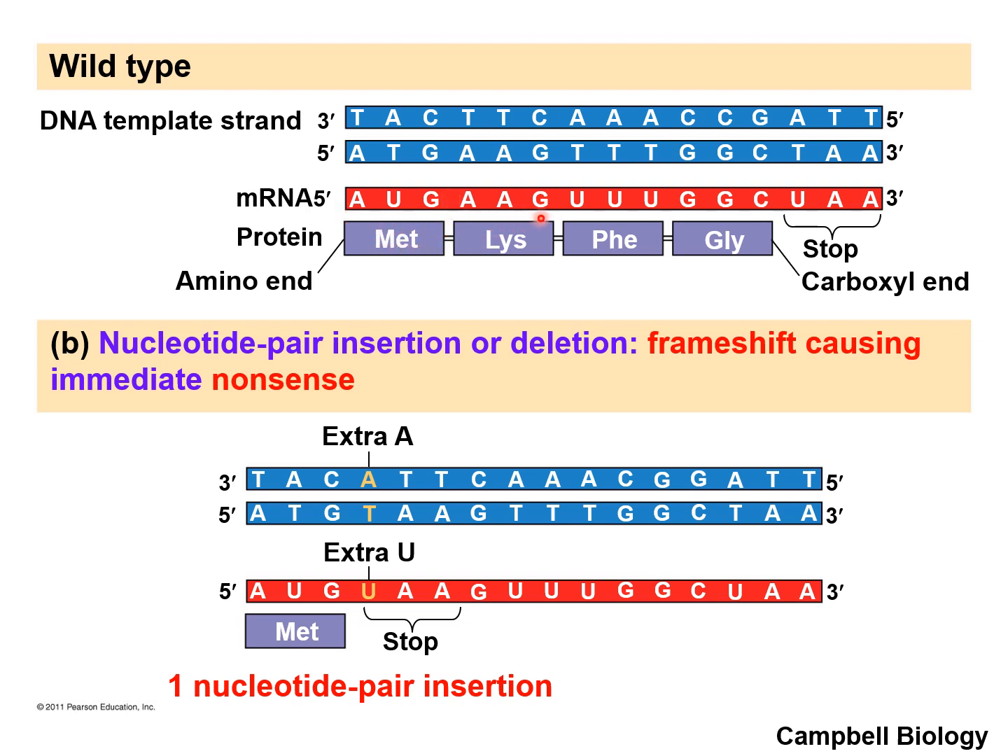And then we had AAG coding for lysine, but down here you can see AUG, and then we grab our next grouping of 3, and we've got UAA, because we've got that extra U in there. And unfortunately, that's a stop codon. So this frame shift ends up causing a nonsense mutation. So insertions and deletions in the DNA will cause these frame shift mutations, which can end up causing nonsense.